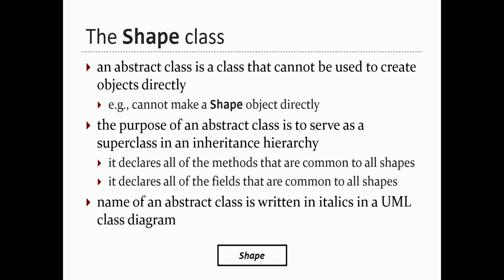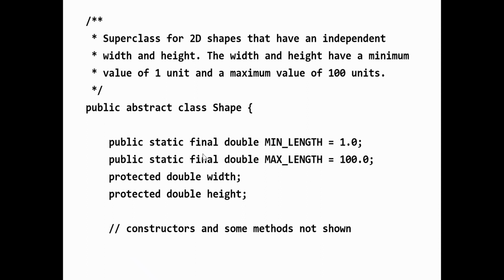So what are you going to put in this abstract class? You're going to put all the methods and all the fields that are common to all shapes, and stick them in this Shape class. It's an abstract class, meaning I can't make Shape objects directly, but it defines all the stuff that's common to all shapes. If you were to draw the UML class diagram for this class, you would write the name in italics. Otherwise, it looks like a regular class. When you make an abstract class, you just declare it to be abstract, and that's it.